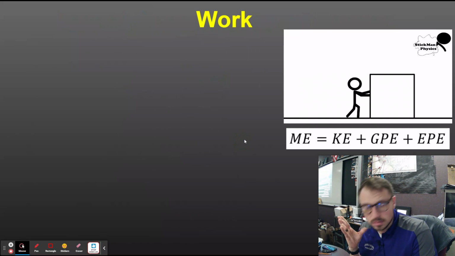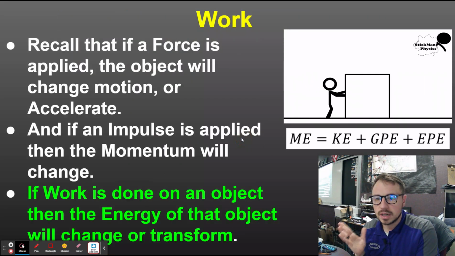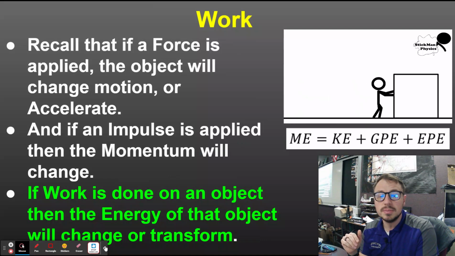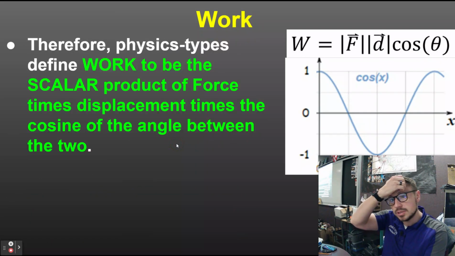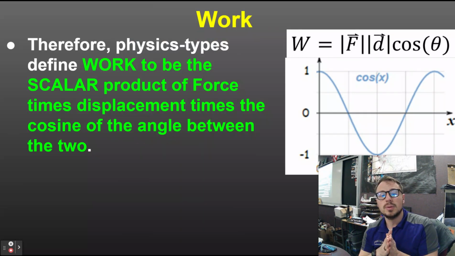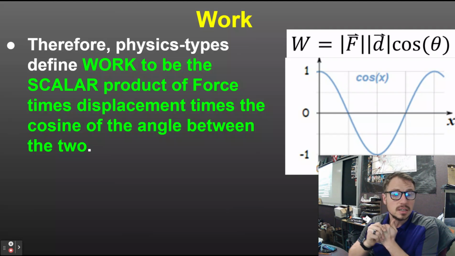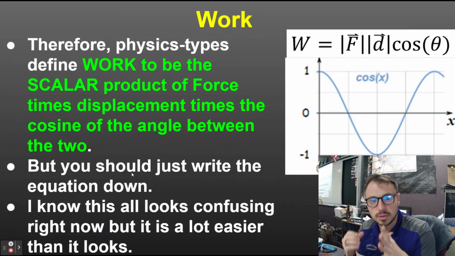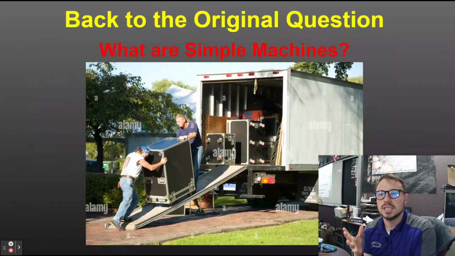So using that, we talked about work. Now, if work is done on an object, the energy of that object will change or transform. Something's happening to that energy of that object. And work is the scalar product of the force times the displacement times the cosine of the angle between those two. Basically, you're applying a force over that displacement or that distance, right? You're applying a force for a certain distance.